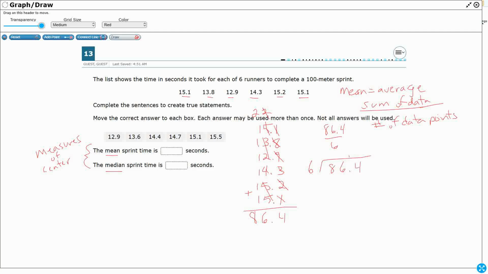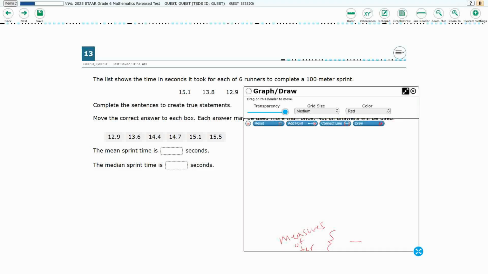86.4 goes in there once. Bringing down just one number at a time, 4 times 24. Oh, look at that. It goes in nice. Okay, so we've got 14.4 is our average. And that's the 86.4, that's the total, divided by how many data points. And if it didn't go in perfectly, we would just keep adding zeros till we got it. So 14.4, let's grab that.